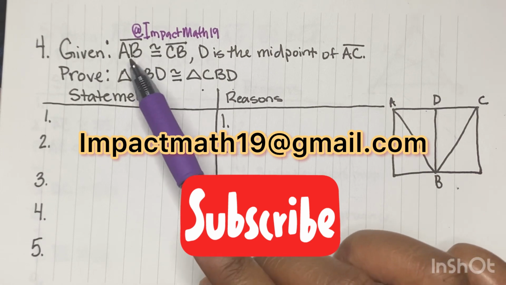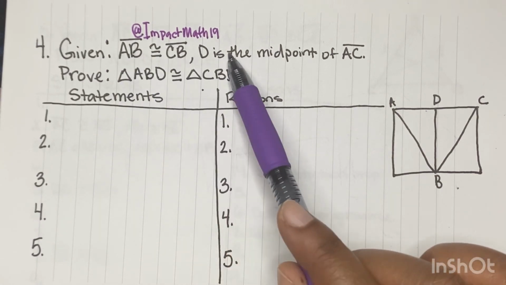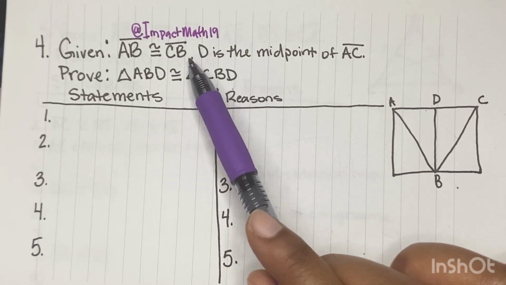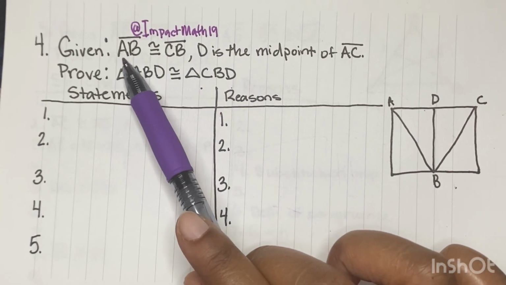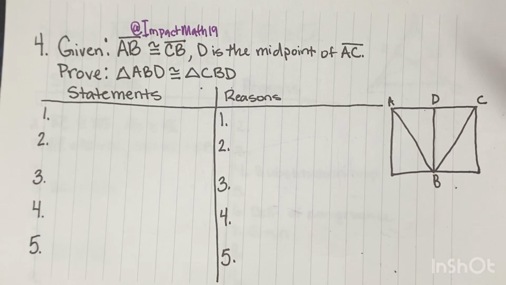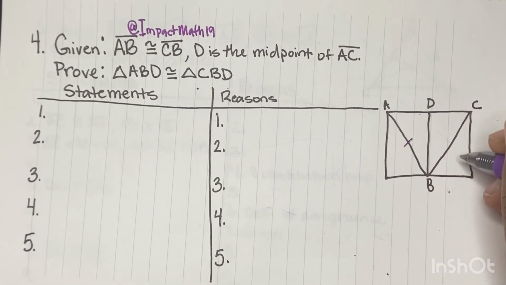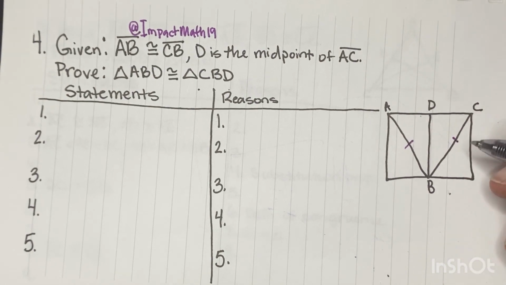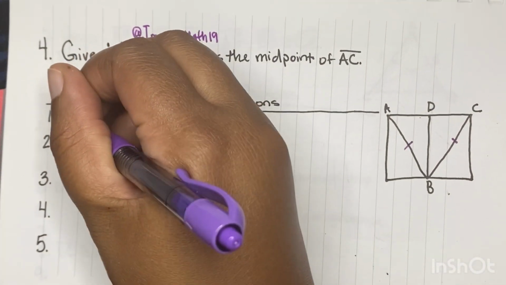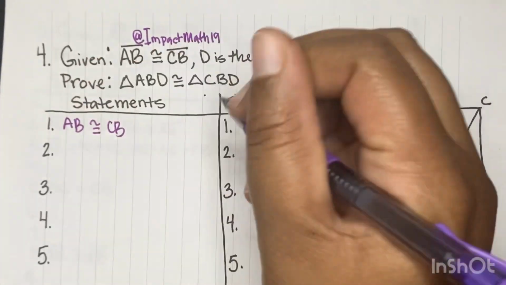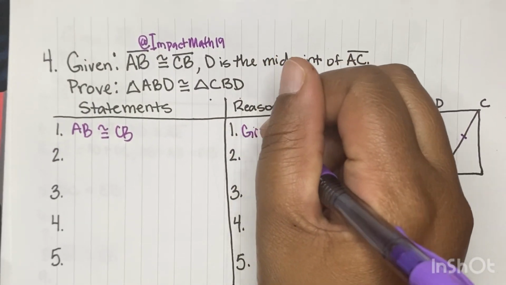Given. Okay, so we're always going to start with our givens, and you need to know how many givens you're given. Well, I'm given 2 givens here because it's a comma. So I'm given AB is congruent to CB. Let's mark that on our picture. It told us AB is congruent to BC, so AB is congruent to CB, and that is given.